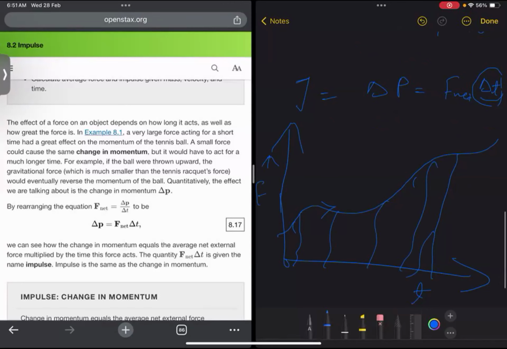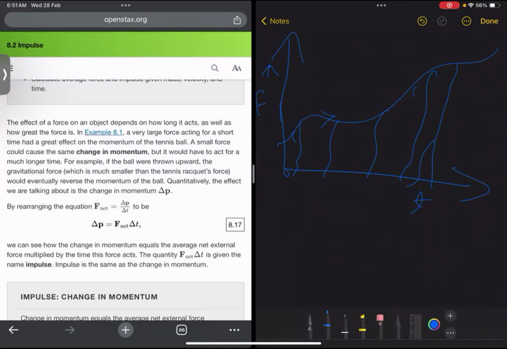Area under the graph gives a quantity that is the product of the y-axis quantity and the x-axis quantity. That is F multiplied by delta t. So will that give the impulse? Yes. So the area under a force versus time graph gives the impulse.